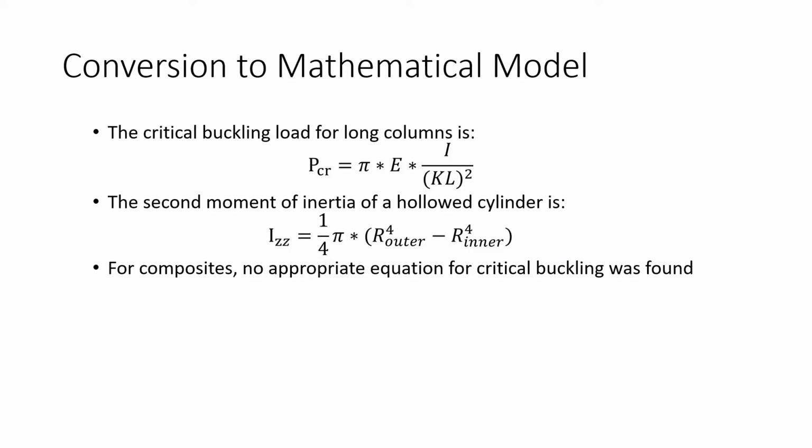After extensive research, no equations were found for composites with a critical buckling load to appropriately and accurately validate the model. According to our boundary conditions, K in this instance is 1 as both ends of the cylinder are fixed. To convert the problem into a mathematical model, the following equations are used. The critical buckling load for long columns can be modeled as such: pi squared times the Young's modulus of the material times the second moment of inertia of the structure, divided by the effective length factor times the length of the cylinder, all squared.